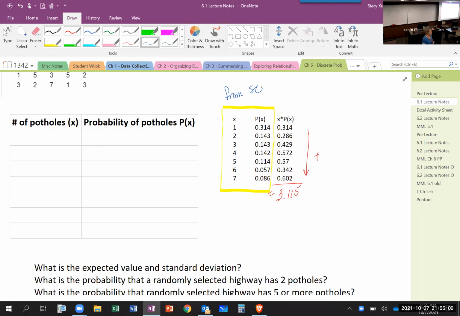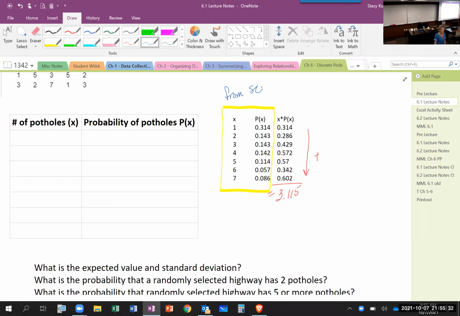We might say, because what do we call this? This is expected value. So I'm going to work that into that sentence. We would expect approximately 3 potholes in a 1 mile stretch in this city. We would expect about 3 potholes on average, right? In a 1 mile stretch in this city.